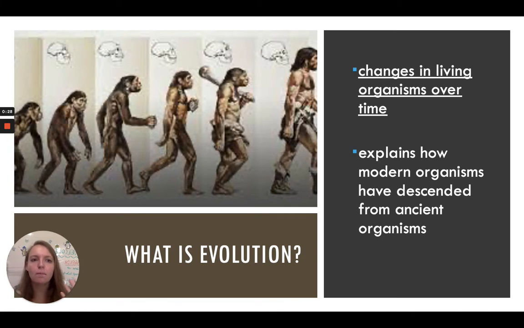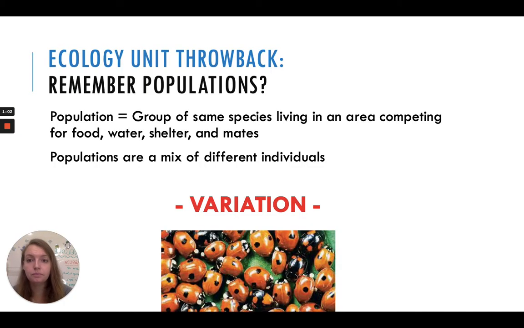You've probably heard this word before. Well, evolution is the changes in living organisms over time. So here, if you take a look at this graphic, we've got change in these organisms over time, in their physical appearance, as well as you can see their skulls. And so evolution explains how modern organisms like us here at the end of this diagram, how we've descended or evolved from ancient organisms that came before us.